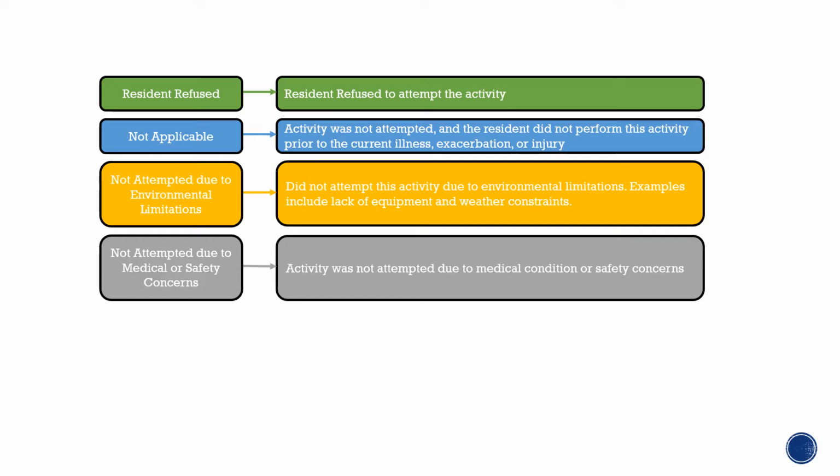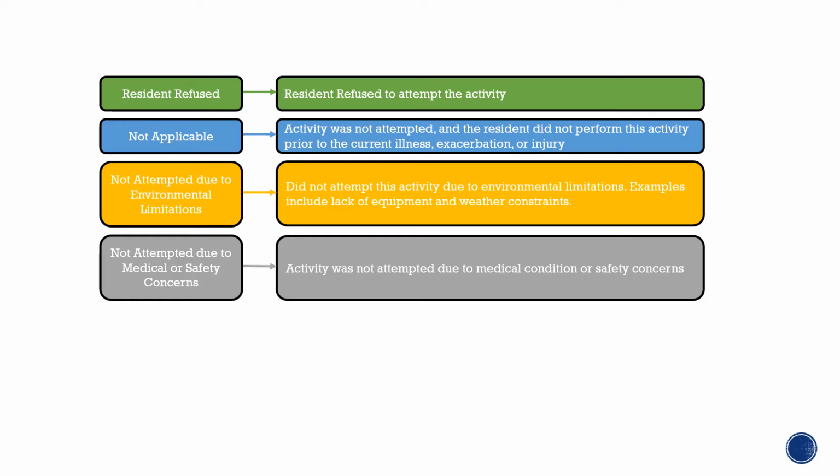Not attempted due to environmental limitations. This code says the activity didn't happen because something around us stopped it, like not having the right space, equipment, or even the weather conditions. Imagine someone couldn't practice stepping up on a curb outside with the restorative aide because it was raining. Not attempted due to medical or safety concerns. This code is used when a person or staff can't do the activity because it's not safe. For example, if someone can't walk because their leg is broken and the doctor says they shouldn't walk on it yet so it can heal.